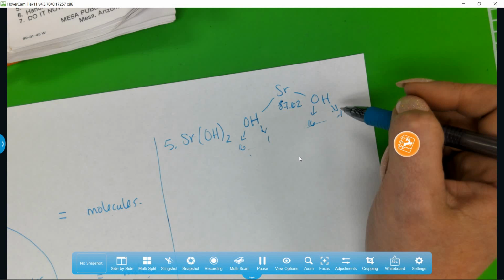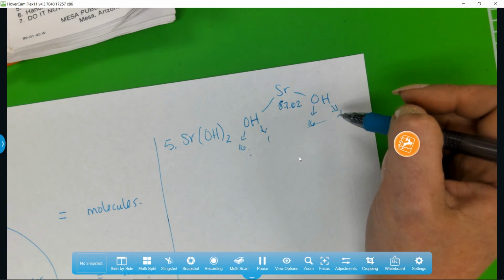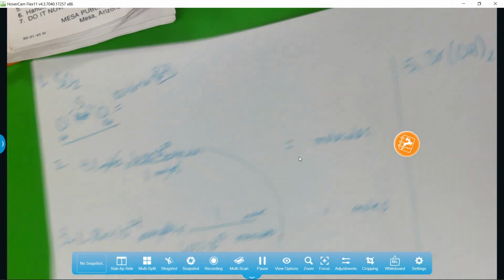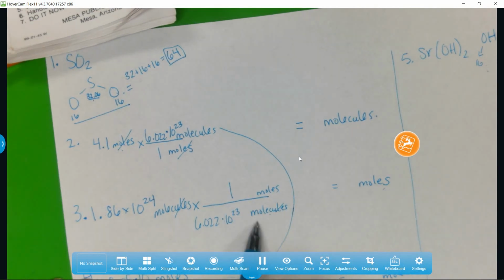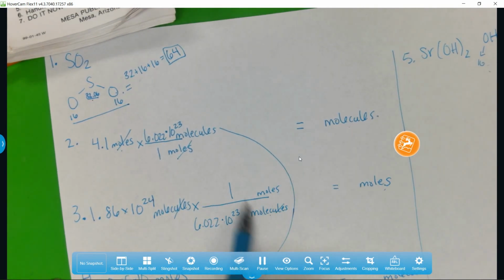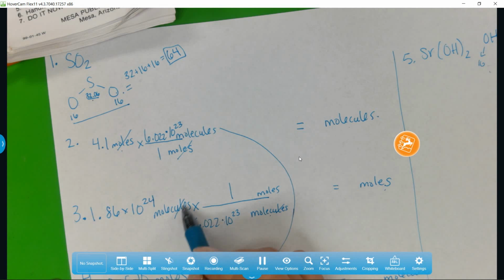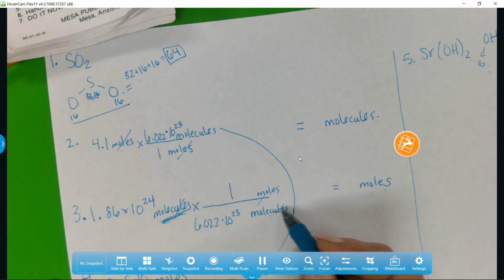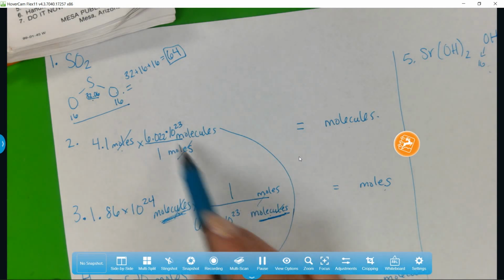And I think that's it. That's basically how all of these are: you just write down whatever they give you, and you either convert moles to molecules or molecules to moles. And by setting it up with whatever they give you first, and then putting whatever they give you on the bottom of your fraction, it'll help you figure out whether to multiply or divide.